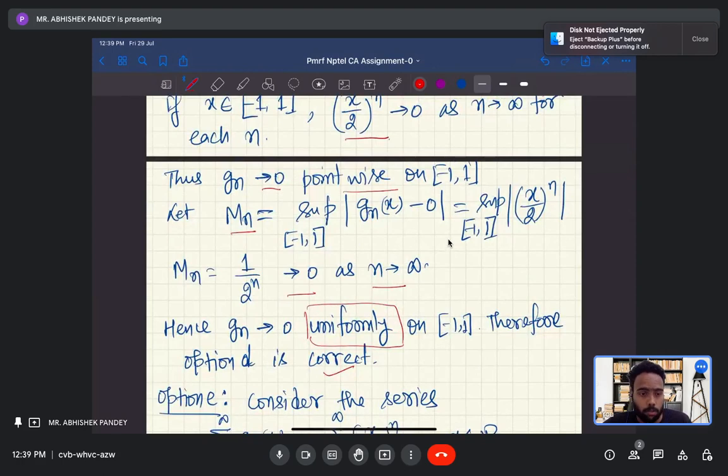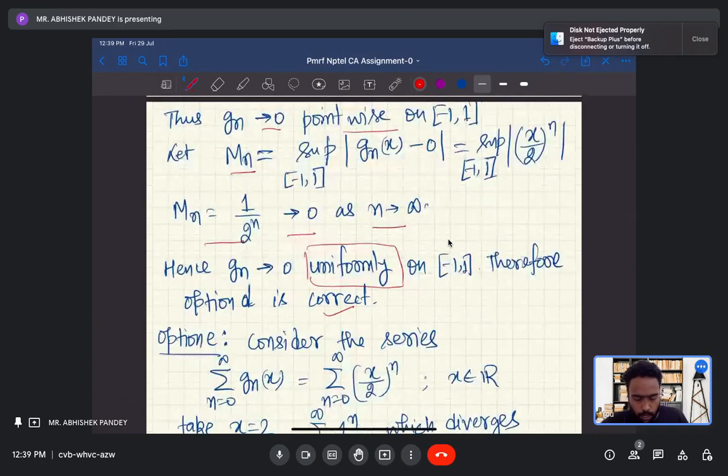So again, to check uniform convergence we will use the Mn test. Let Mn equal the supremum of |gn(x) - 0| on [-1,1]. So Mn will be of the form 1 upon 2 to the power n, and this goes to 0 as n tends to infinity. Hence gn converges uniformly on [-1,1]. Therefore option D is correct. Let us look at option E.